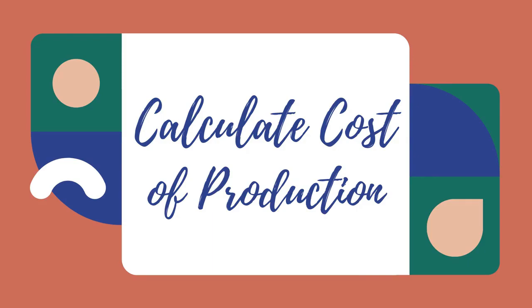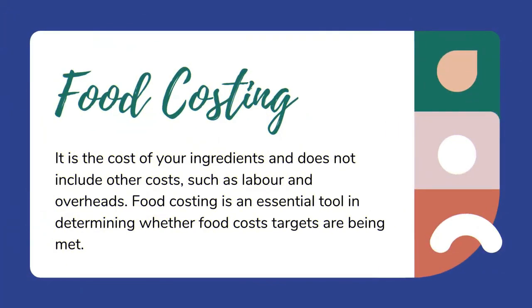Calculate cost of production. Food costing is the cost of your ingredients and does not include other costs such as labor and overheads. Food costing is an essential tool in determining whether food cost targets are being met.